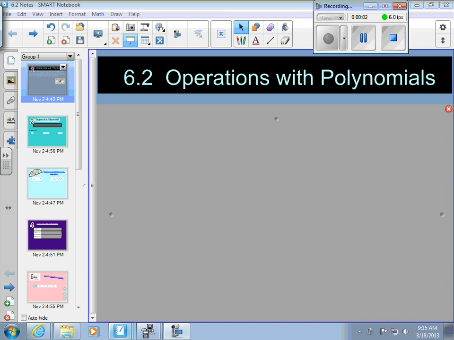We're going to keep looking at polynomials today. Yesterday we kind of looked at properties of exponents. Polynomials are expressions that have exponents in the terms.